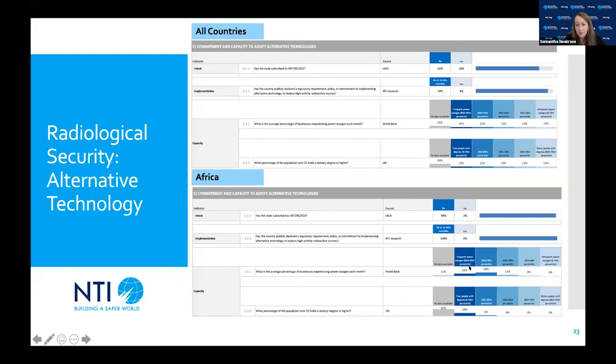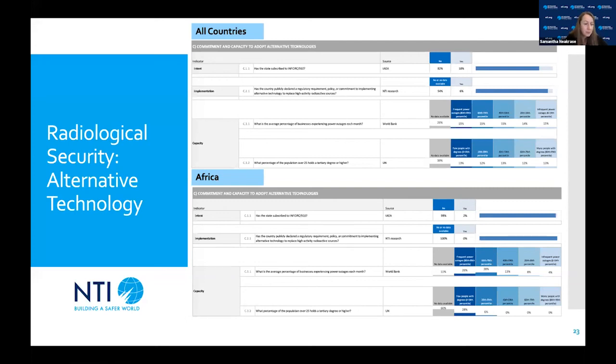And this is where in Africa there's a little bit more of a challenge than in some other places. In this assessment, we looked at capacity in two ways. One, looking at how many power outages there are at businesses in a month. That tells you, you need a strong electrical grid to support these technologies. We also look at the education level in different countries because of the need for a skilled workforce to maintain the technology.